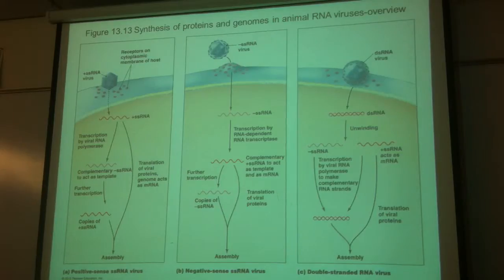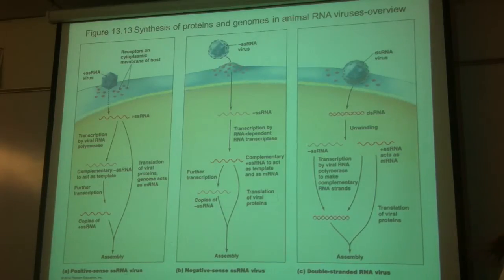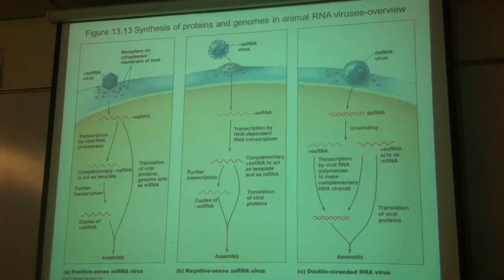So, synthesis of the proteins and genomes in animal RNA viruses. Okay, so this is just with RNA. We have three different cases: positive single-stranded RNA, negative single-stranded RNA, and double-stranded RNA.